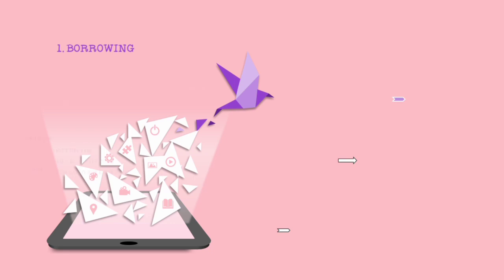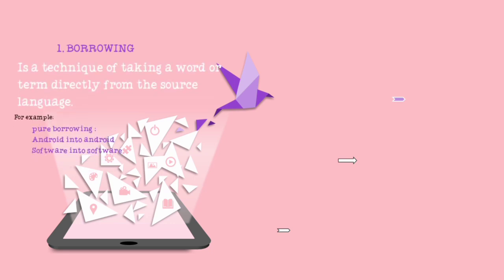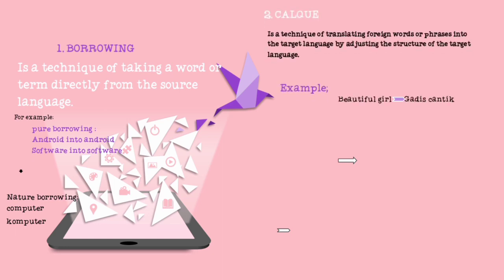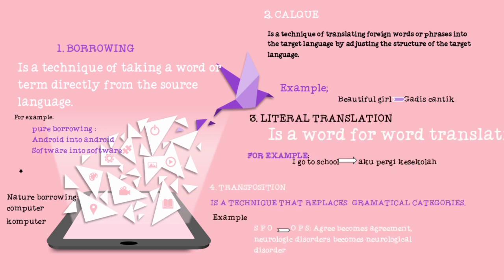First, borrowing is a technique of taking a word or term directly from the source language. For example, pure borrowing: Android into Android, software into software; and naturalized borrowing: computer becomes komputer. Second, calque is a technique of translating foreign words or phrases into the target language by adjusting the structure of the target language. For example, beautiful girl becomes gadis cantik. Third, literal translation is a word-for-word translation. For example, I go to school, aku pergi ke sekolah.